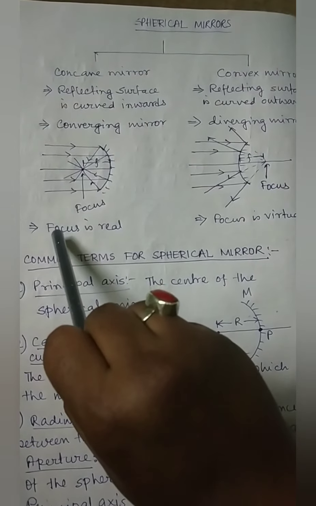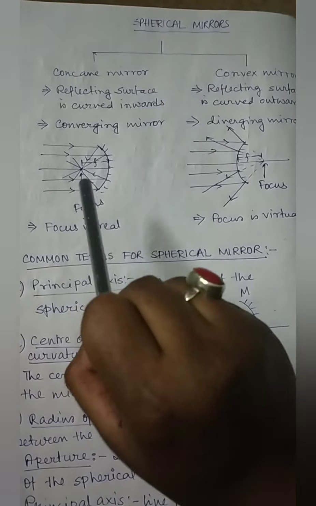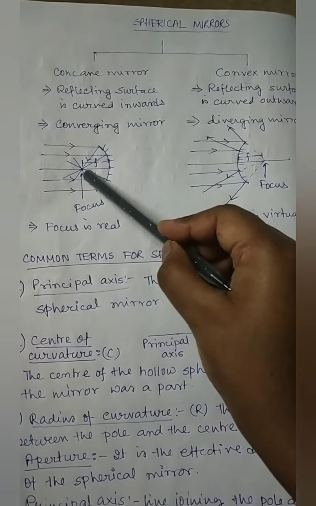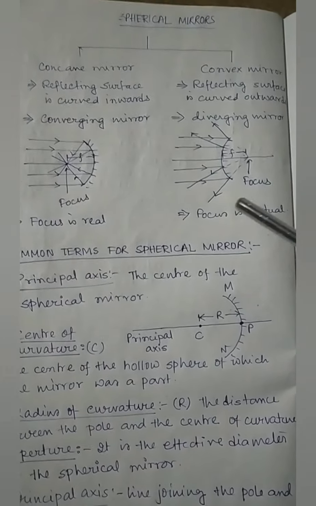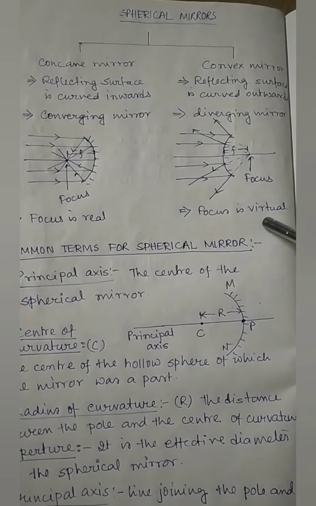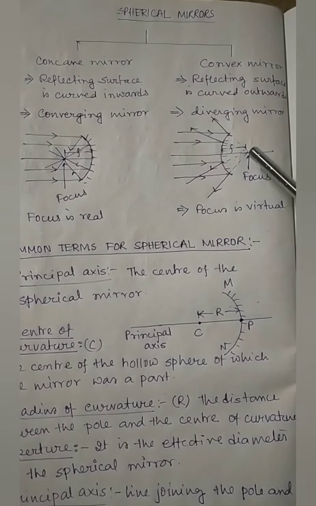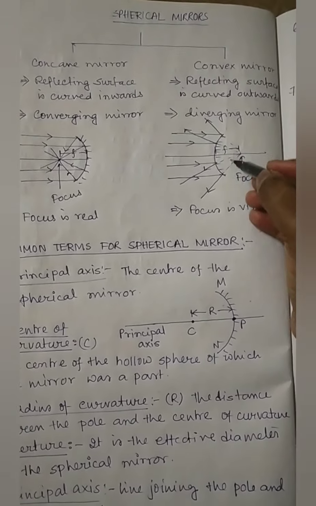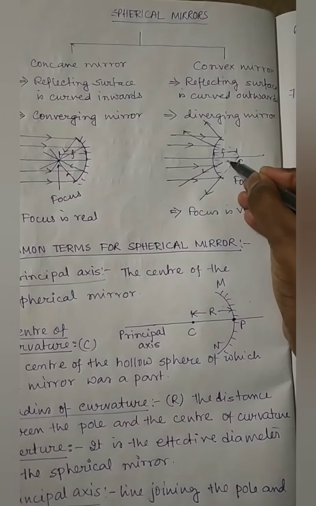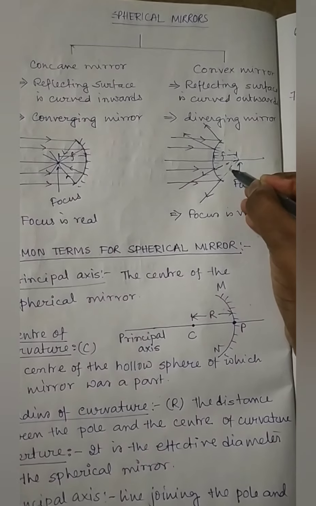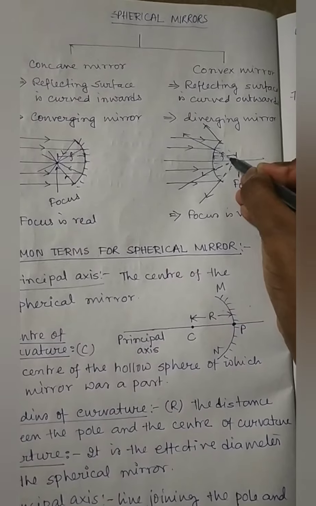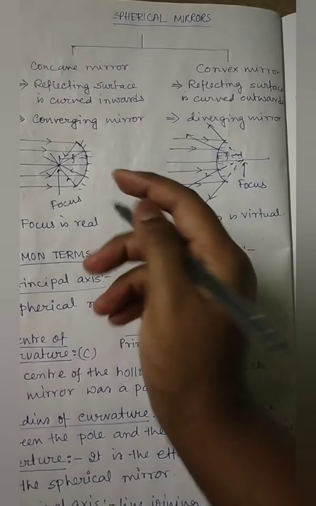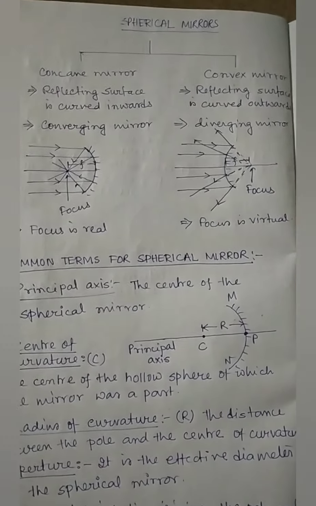Now the focus in case of a concave mirror is real, since the rays actually meet at a point, and the focus for a convex mirror is virtual, since the rays appear to meet at a point. Hence we have drawn dotted lines over here. You can see we have drawn dotted lines because this is virtual focus. So any line beyond the mirror should be dotted lines.